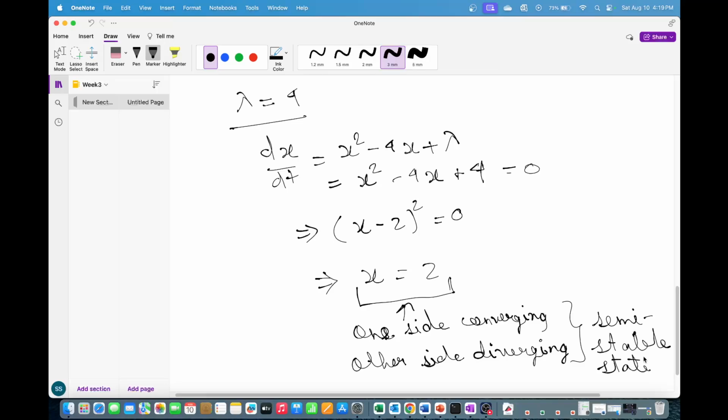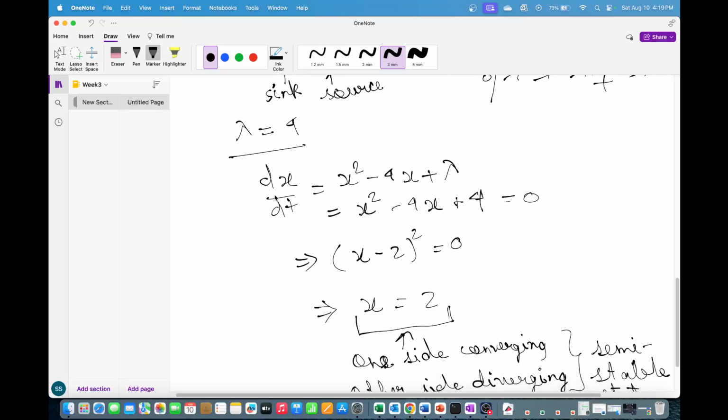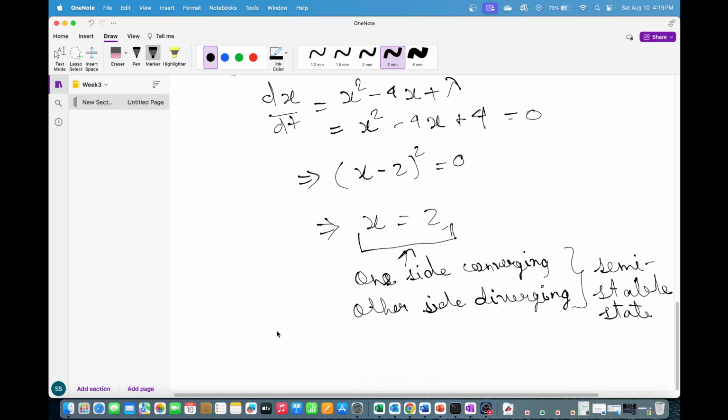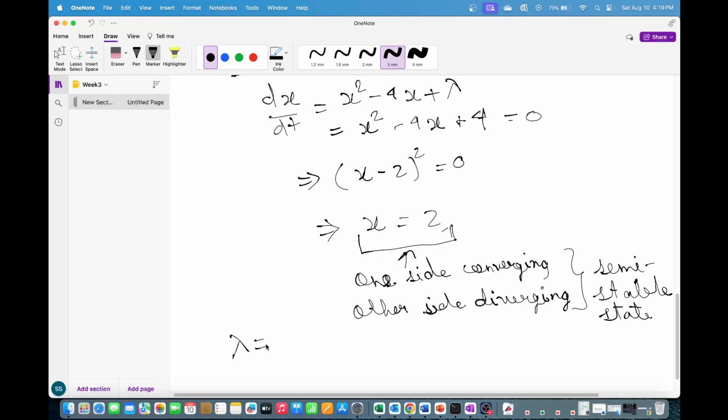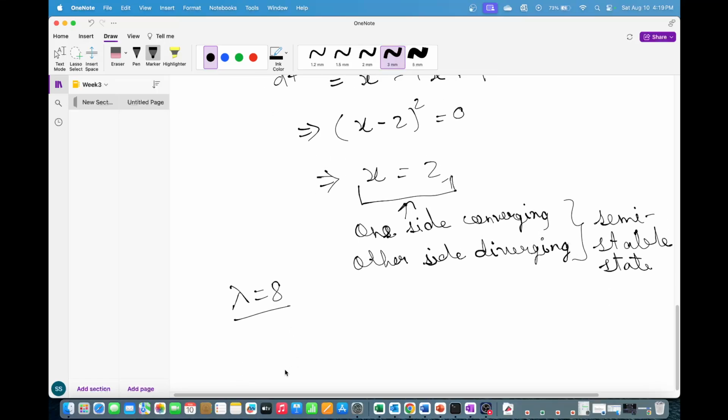Okay, so at lambda equal to 0, we saw there are two steady states. At lambda equal to 4, there is one steady state. Now let's take a slightly higher value of lambda again. Let's take lambda equal to 8. Now dx/dt becomes x square minus 4x plus 8.